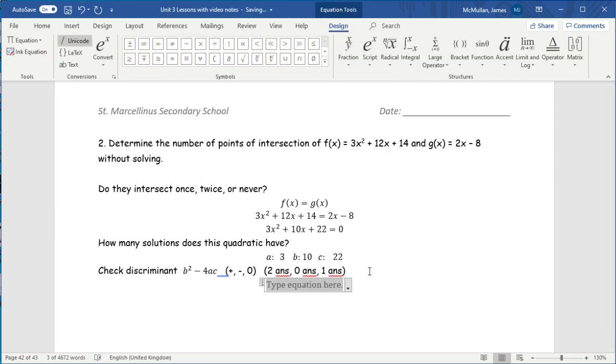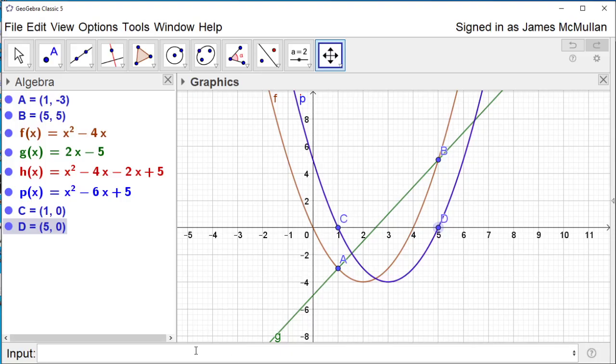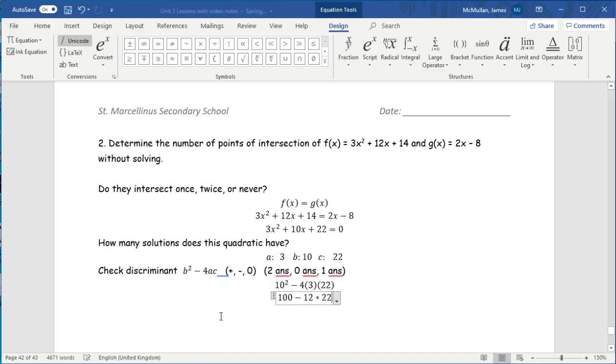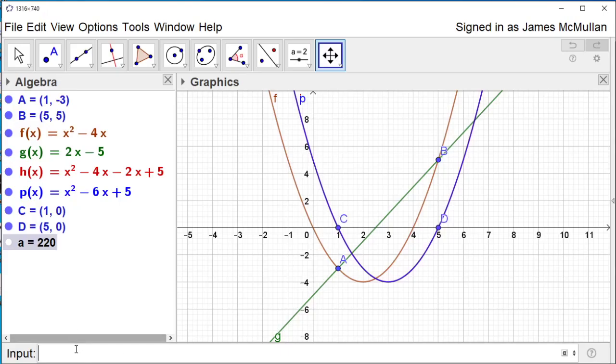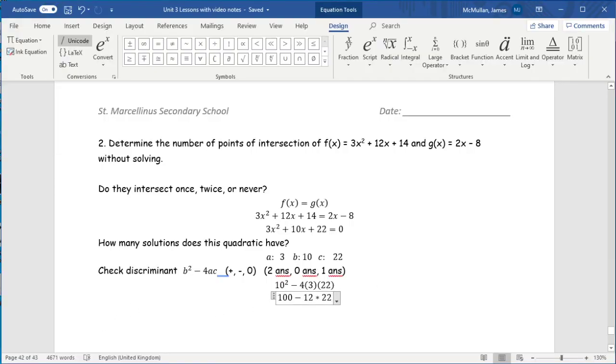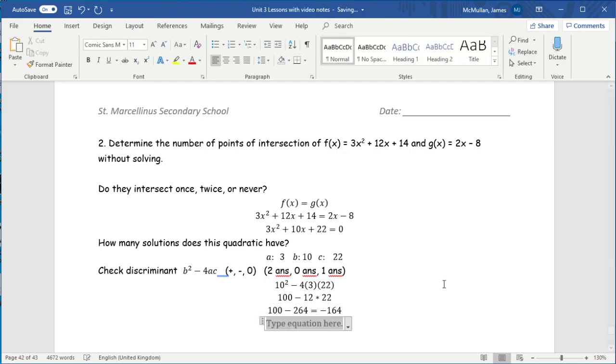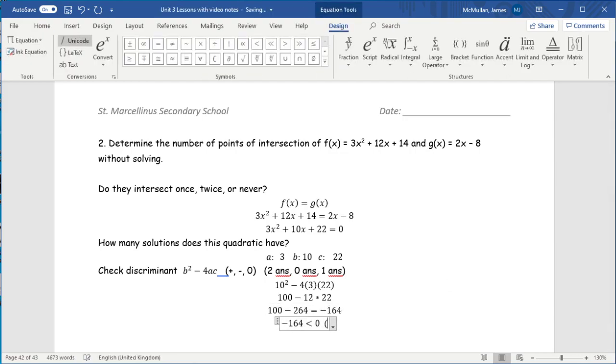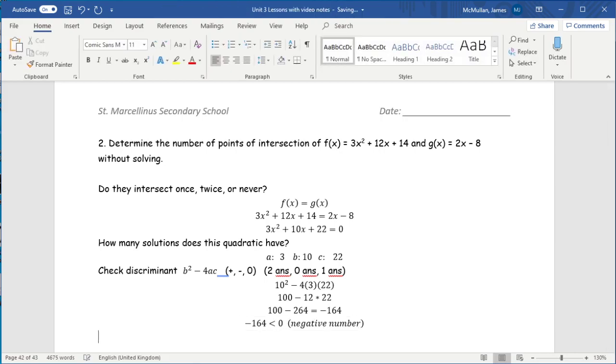In this case, we're going to go 10 squared minus 4 times 3 times 22, and 10 squared is 100, and then I can look at 12 times 22. Well, obviously 12 times 22 is going to be bigger than 100 because 100 is 10 times 10, and now I'm taking two numbers that are both bigger than 10 and multiplying them. 12 times 22, we get 264. So we get 100 minus 264 is equal to negative 164. Negative 164 is less than 0, i.e. it's a negative number, right, of course.